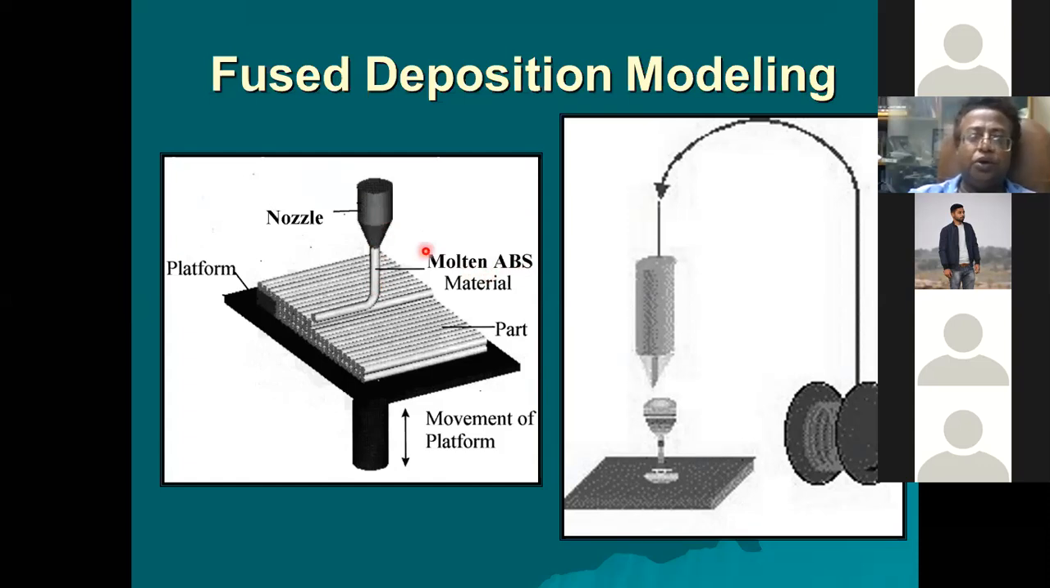Now this nozzle is XY controlled. There's a digitally controlled XY control, and the material deposition paths are already calculated. That I have already told you in yesterday's class. So that has already been calculated. So you can deposit these things in a layer-by-layer form, and the platform will go down accordingly.